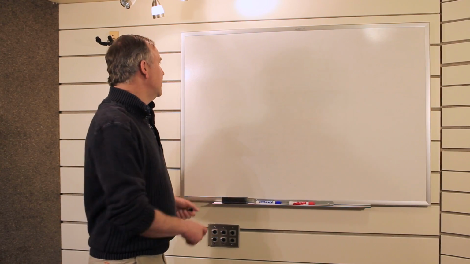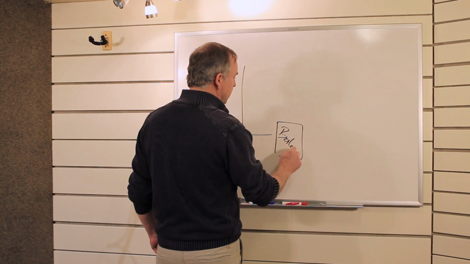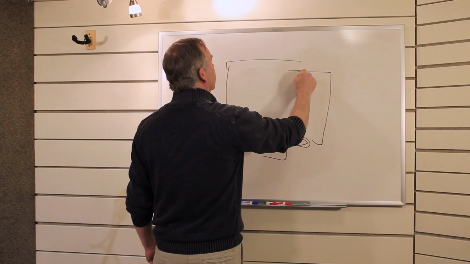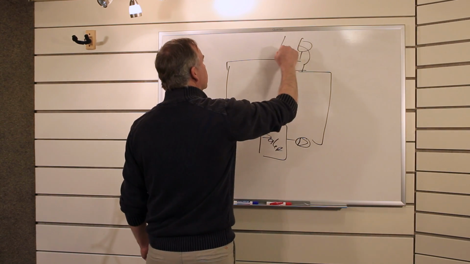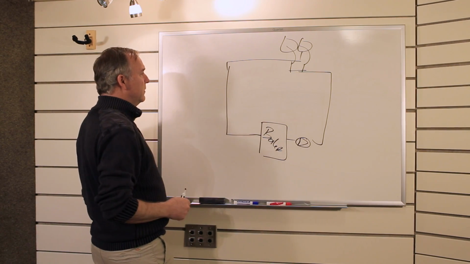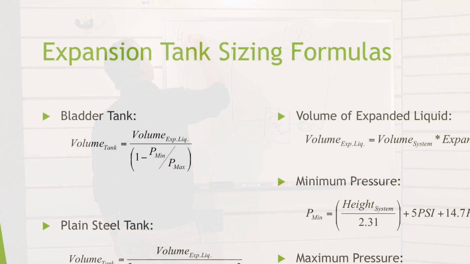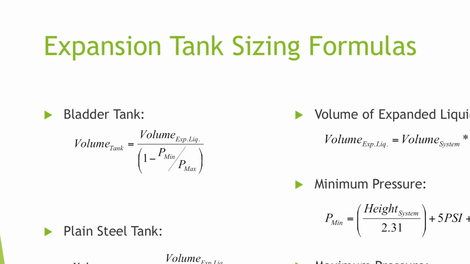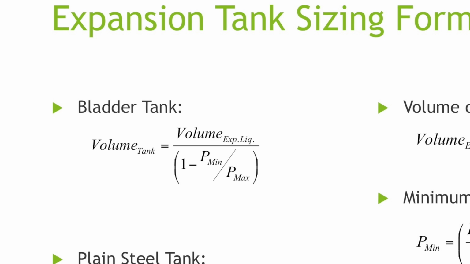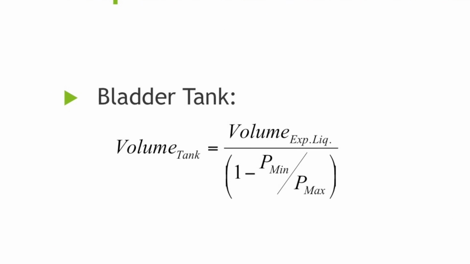hydronic system, that's key. So let me draw our little schematic up here, where I've got our boiler and our pump, and then our closed loop system here, some kind of radiators up here of some sort. And let's look at this thing, and we'll do an example and size a tank for this system. So here's what the formula looks like. Volume of the expansion tank is going to be equal to volume of expanded liquid, and then what's known as the acceptance factor, 1 minus P min over P max.